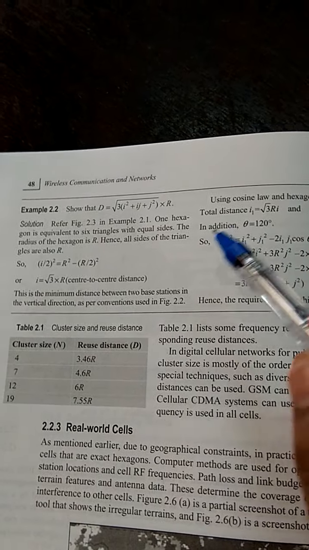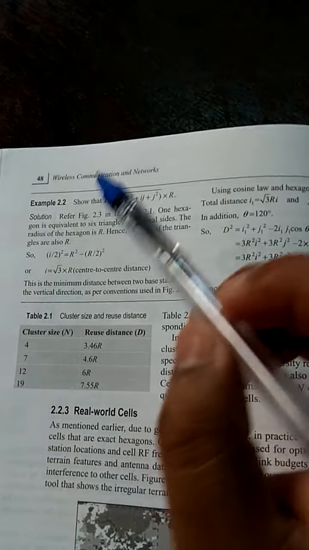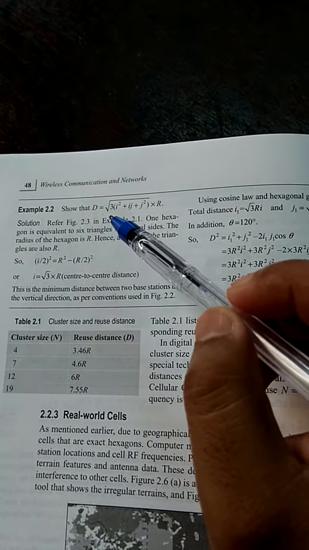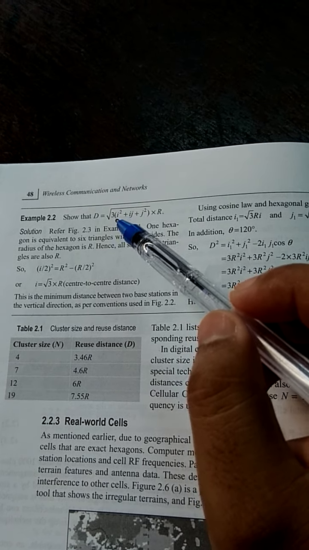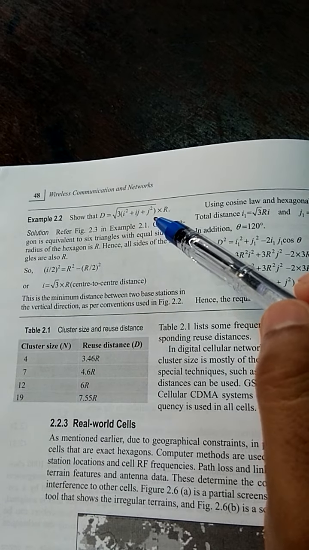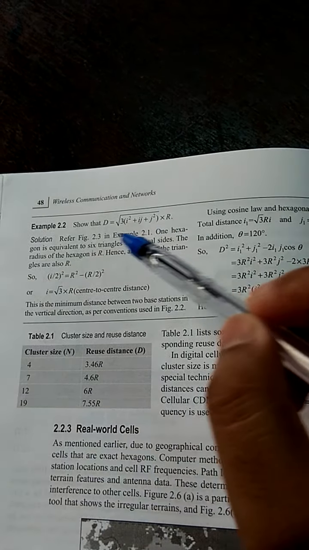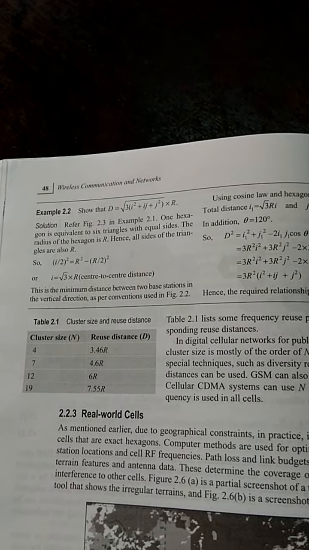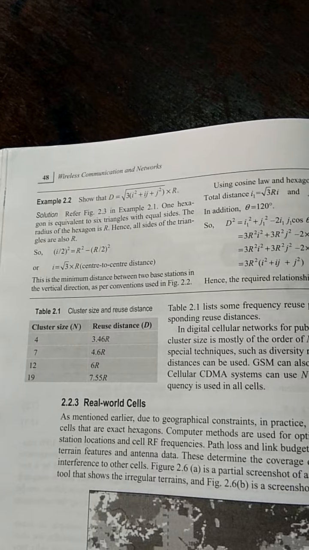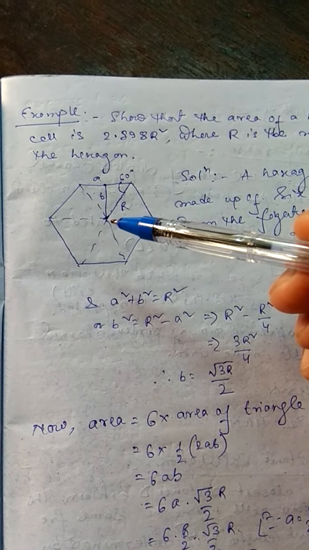Okay, next another numerical problem, and that is very important. Show that d, the frequency reuse distance, equals root over 3 into (i square plus ij plus j square) into r, and that is obviously under the root. For solving that problem we have to consider that previous figure.